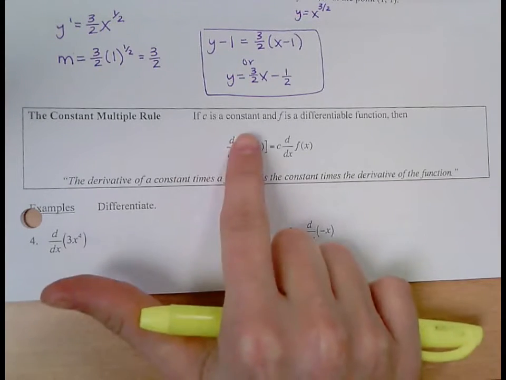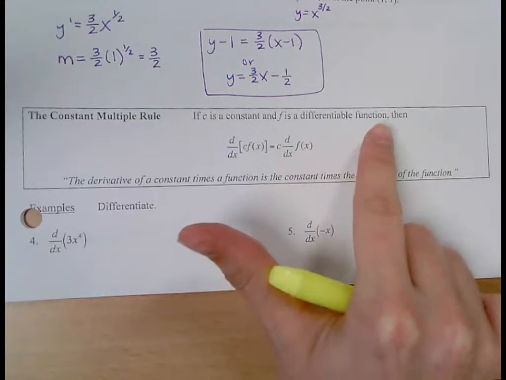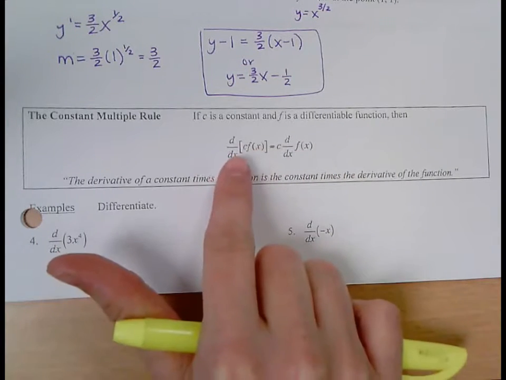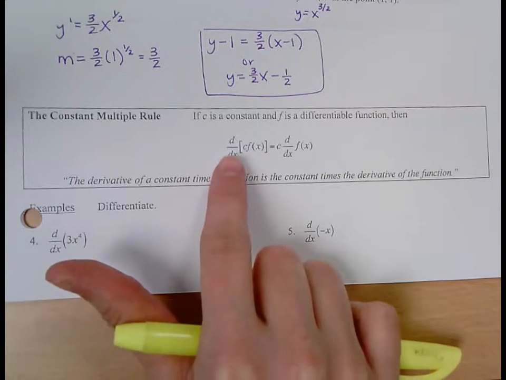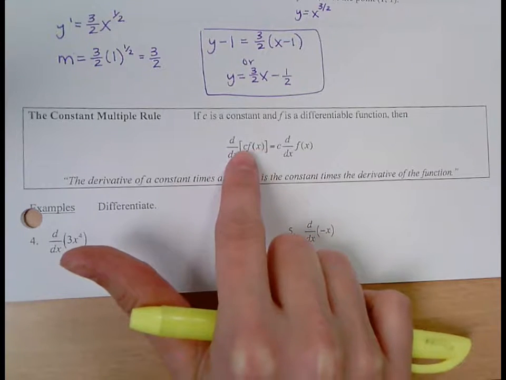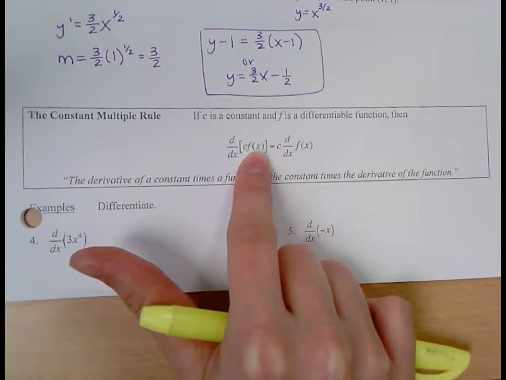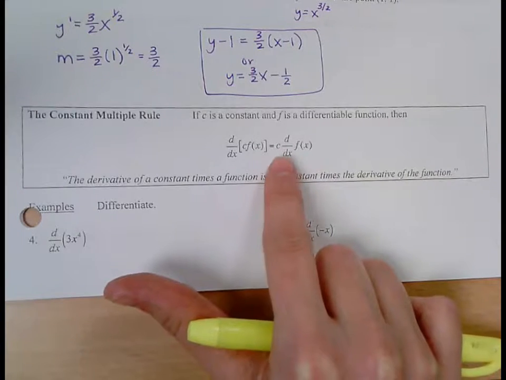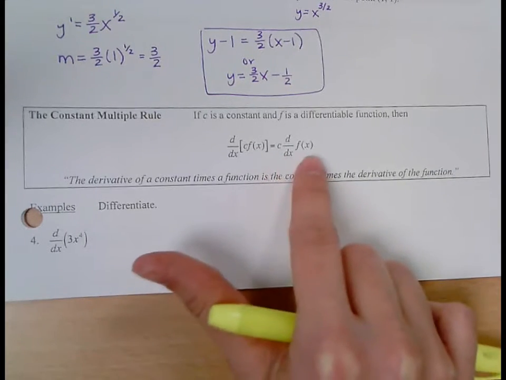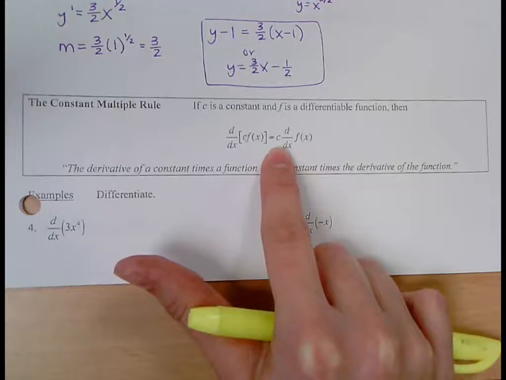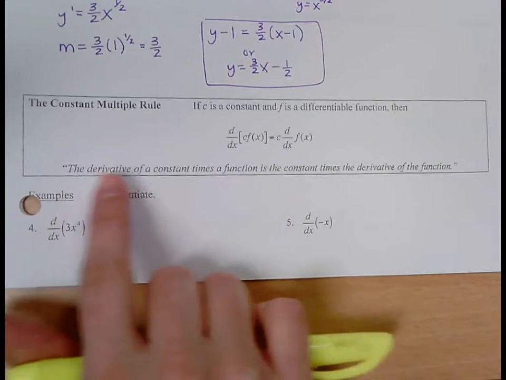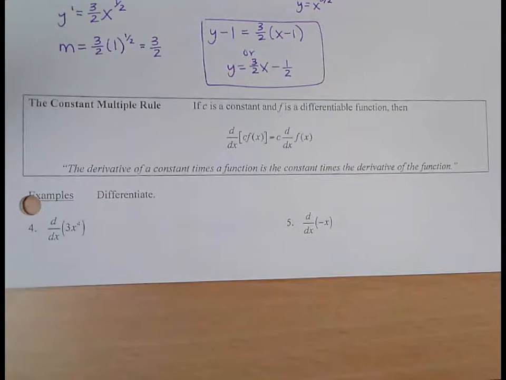It says if c is a constant and f is a differentiable function, then, again using the Leibniz notation here, the derivative of a constant times a function is the same as taking the derivative of the function and then just multiplying by the constant. So that's what it explains in words here: the derivative of a constant times a function is the constant times the derivative of the function.